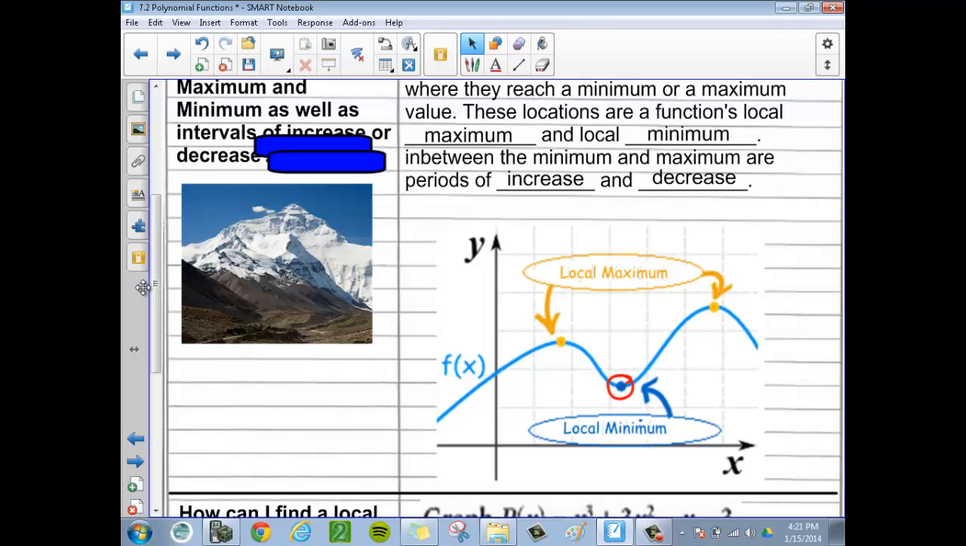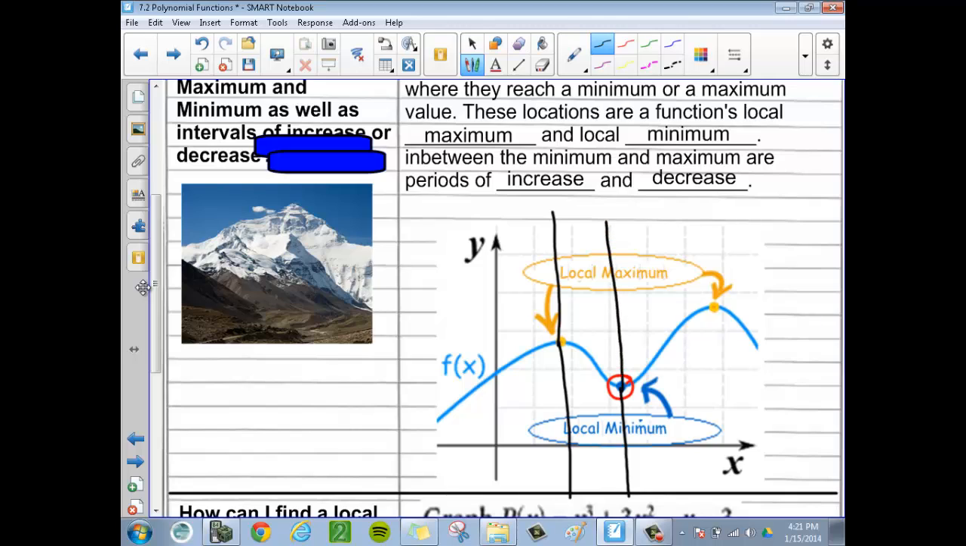But how do you figure out the intervals of decrease and increase? Well, this is what I like to do. I like to go to one of my maximums or minimums and draw a vertical line straight through it, just like this. Any of the maximums or minimums, just draw a vertical line straight through. And here's the key thing: between these maximums and minimums, the function is either increasing or decreasing.